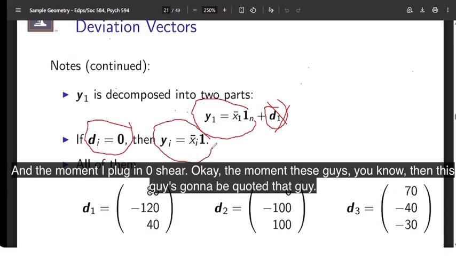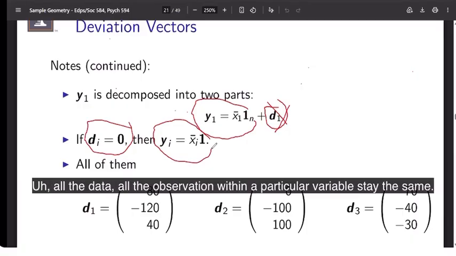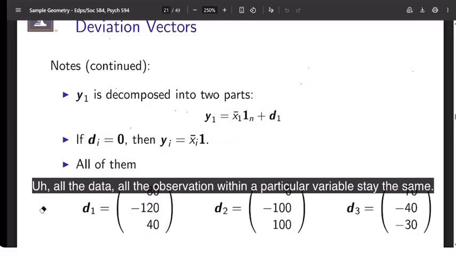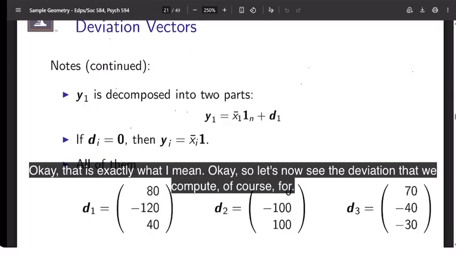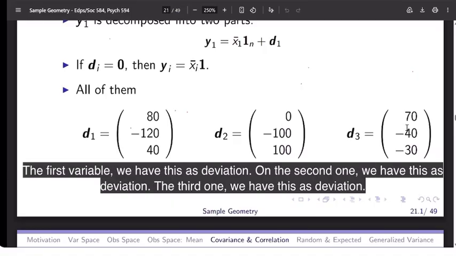That is, if di is equal to zero, and the only condition under which di is going to be equal to zero is when all the observations within a particular variable stay the same. That's exactly what I mean. So let's now see the deviation that we compute. For the first variable, we have this as deviation. On the second one, we have this as deviation. The third one, we have this as deviation.